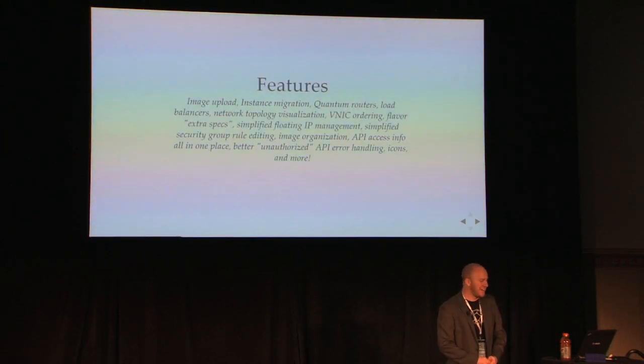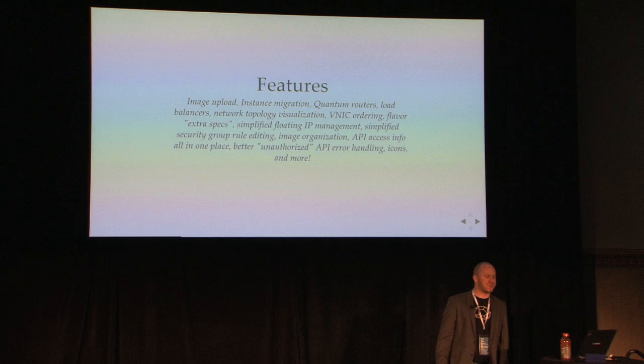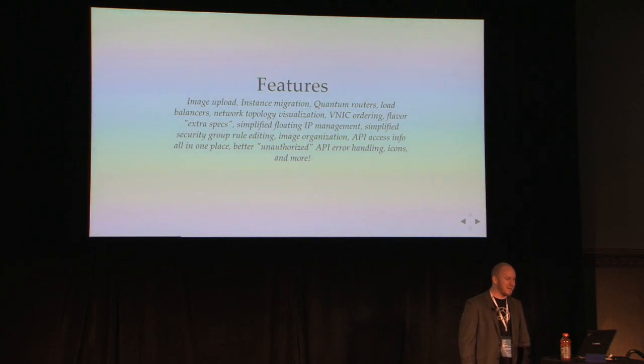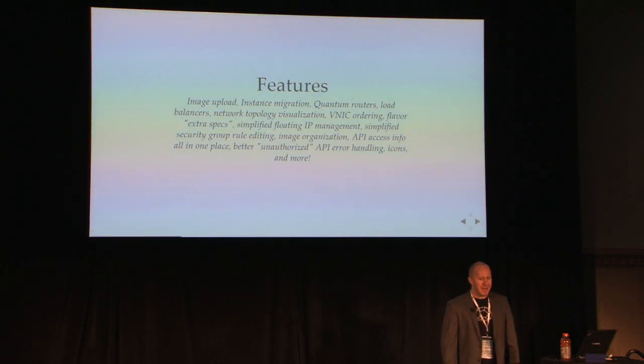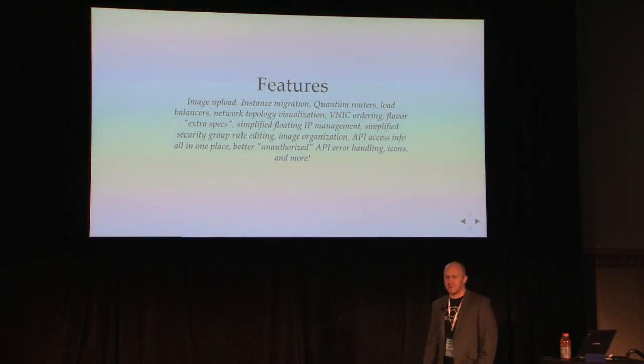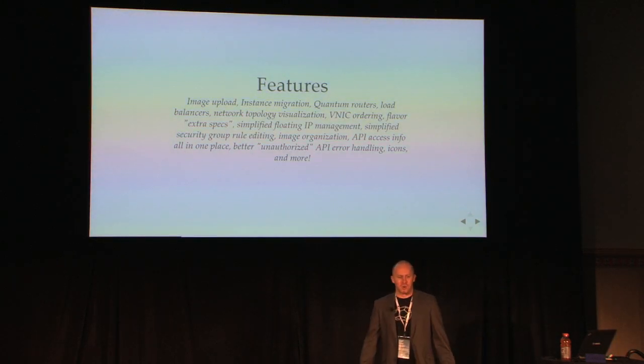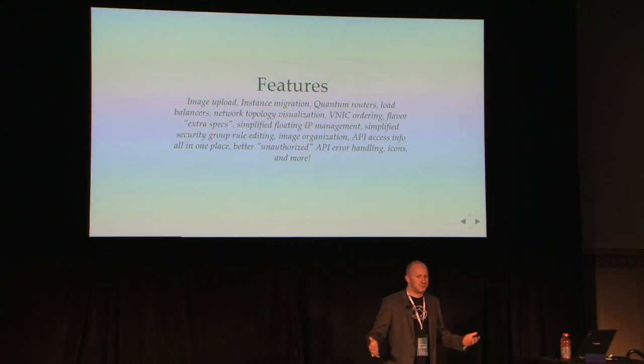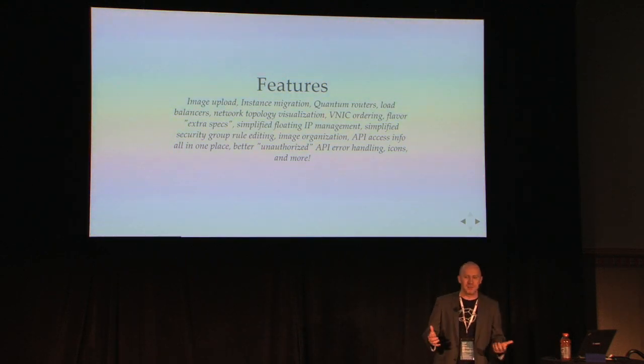there's your feature list. Image upload, instance migration, Quantum routers, load balancers, network topology visualization, VNIC ordering, flavor extra specs, simplified floating IP management, simplified security group rule editing, image organization, API access info all in one place, better unauthorized API error handling, icons, and more. I don't need to go into all those features. If you really want to know, run the dashboard or go read the release notes. I do write really good release notes, I promise. But we did a lot of good things.